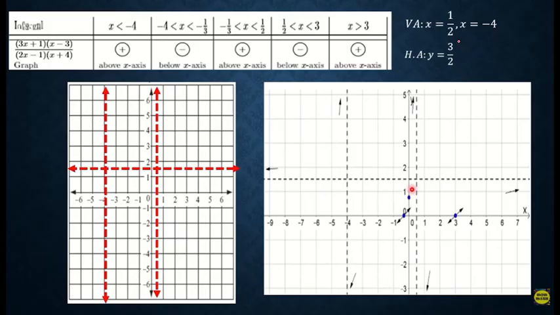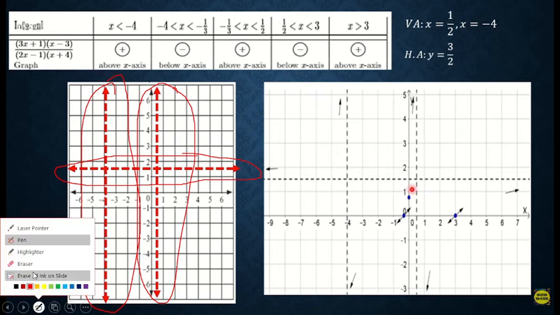Okay, so this is our graph. We have a vertical asymptote at 1/2, so this is our 1/2. Then x equals negative 4, so this is our vertical asymptote. The horizontal asymptote is 3 halves, so about 1.5. So these are our asymptotes. After that, sketch the graph.